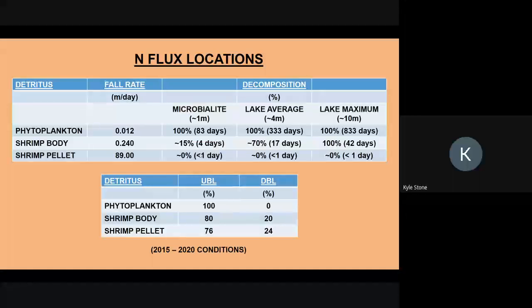For shrimp bodies falling, 80% of the decomposition is taking place within the water, 20% is in the deep brine layer. And all of the phytoplankton decomposition is occurring in that upper layer. It's so fast. It's all so slow. This is basically on the 2015 to 2020 conditions of temperature and salinity.